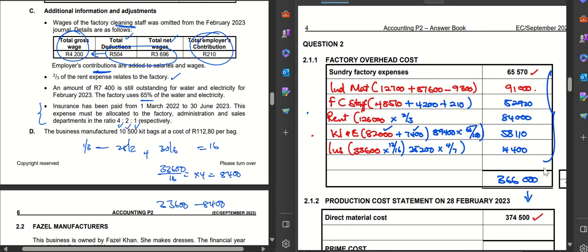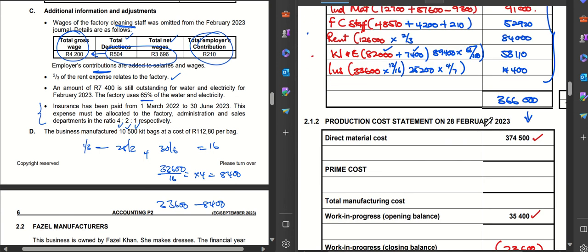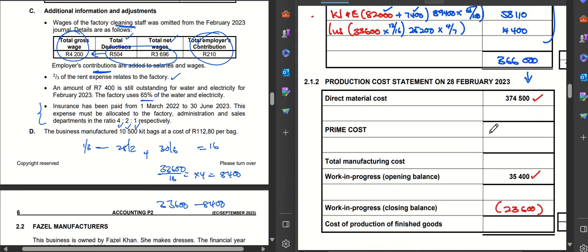Once you have your 366,000, you then come to your production cost statement. Remember, that is where we are going. You come just under your prime cost, then you say plus factory overheads. Your factory overhead cost was 366,000. So you add your factory overhead cost, which is 366.